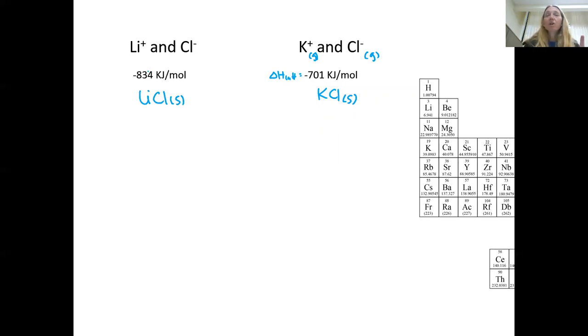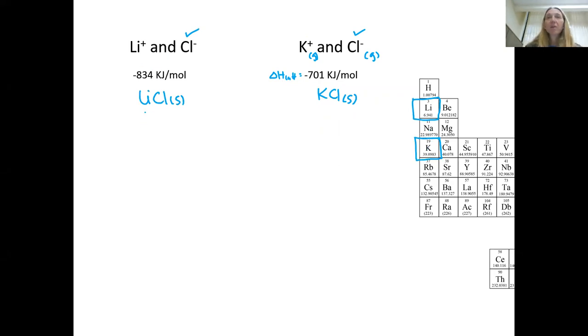So that says delta H lat of negative 701 kilojoules per mole. Okay, and so the question is, why are these 2 different? So chloride is the same on these, but we've got lithium plus and potassium plus. Those are the 2 differences. Remember, here's the periodic table. So lithium's up here and potassium's down here.